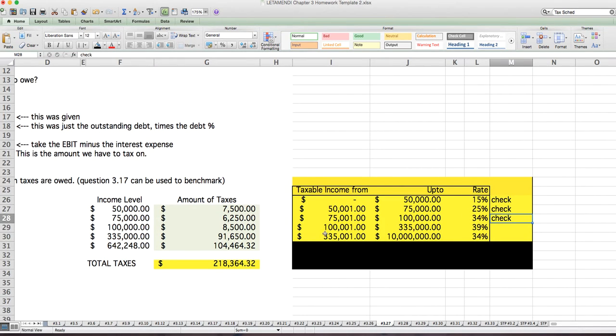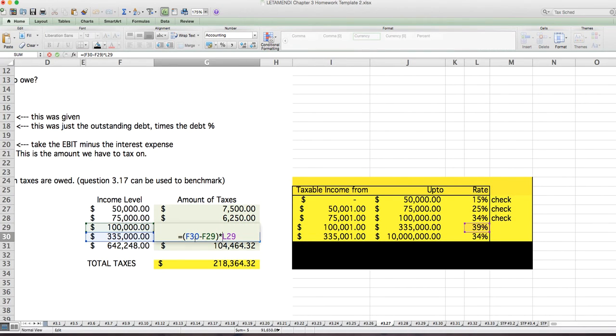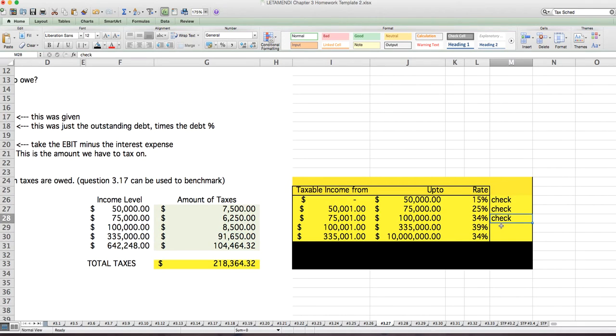We're done with that. The next range is from $100,001 through 335,000, and that is going to be taxed at 39%. In order to calculate that, we take the 335,000 minus the upper range of the previous range, 100,000, which again you can just take from here. I just did it here to show you a different explanation for it. Times the tax for that range, which is 39%, and you get 91,650. So now we did that range.